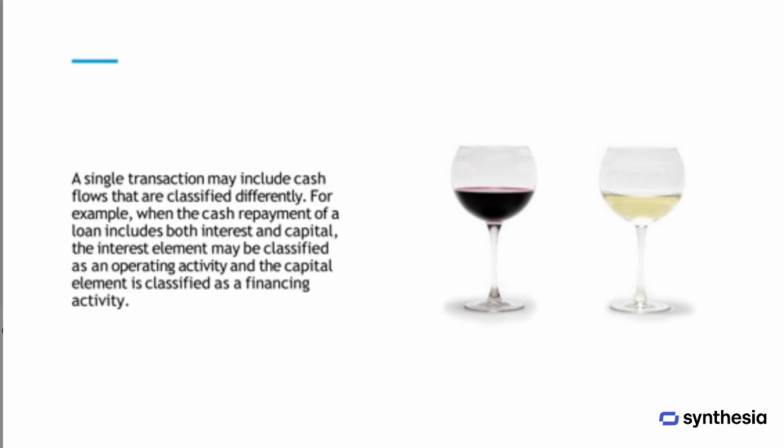A single transaction may involve cash flows that are classified under different categories. For instance, when a loan is repaid in cash, the repayment typically includes both interest and principal capital. In such cases, the interest portion is classified as an operating activity, while the principal capital portion is classified as a financing activity. This distinction ensures that each component of the cash flow is categorized according to its nature and purpose.